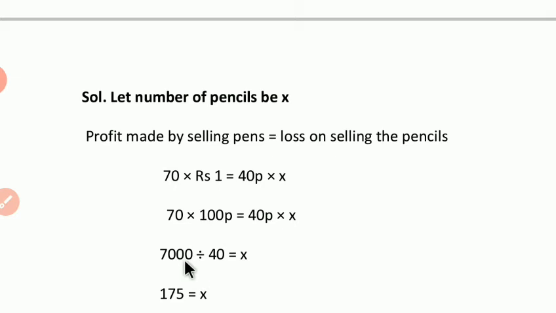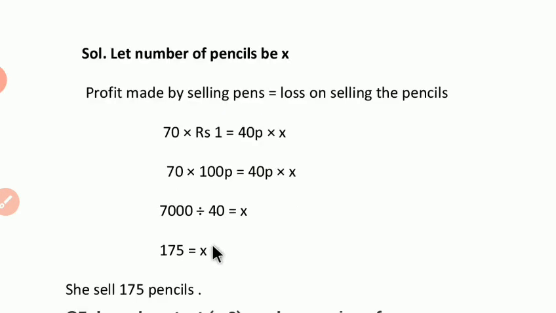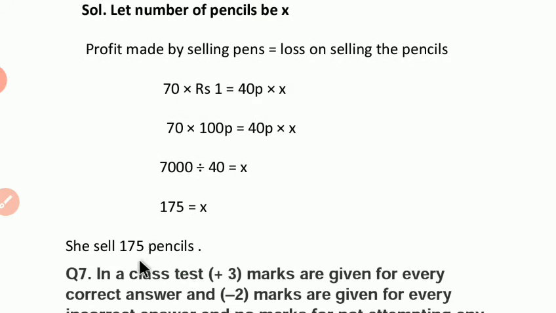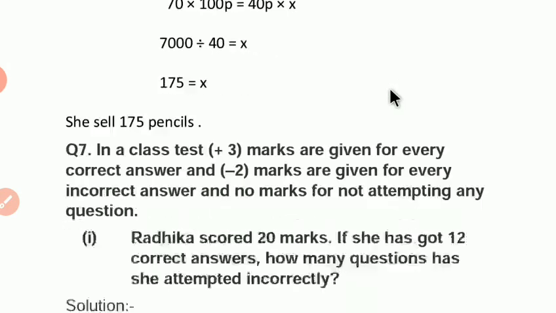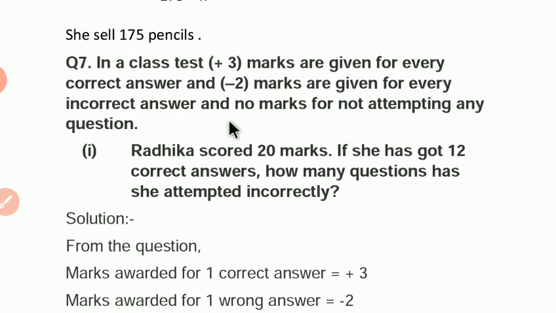First we will multiply 70 into 100, which is 7,000. Here you can see that 40 paise is in multiplication, so on this side we will change it into divide. So 7,000 upon 40, if we divide this we will get 175. It means she sells 175 pencils, so that she gets neither profit nor loss.